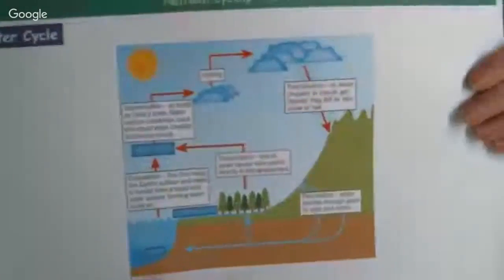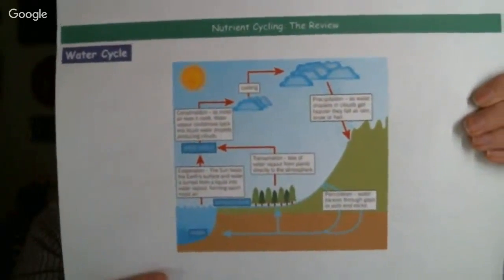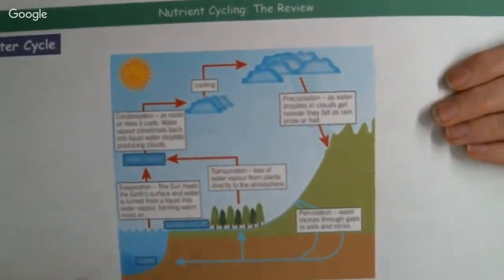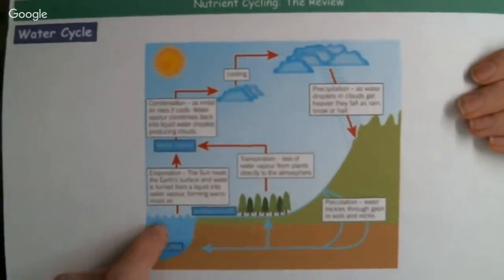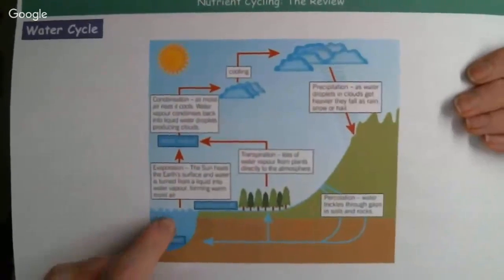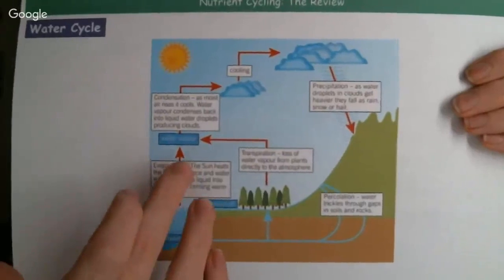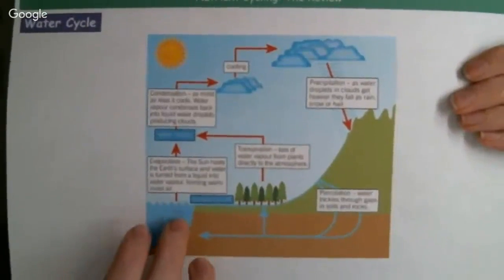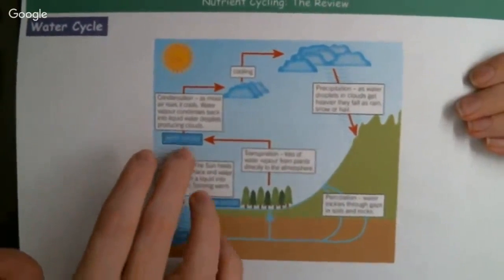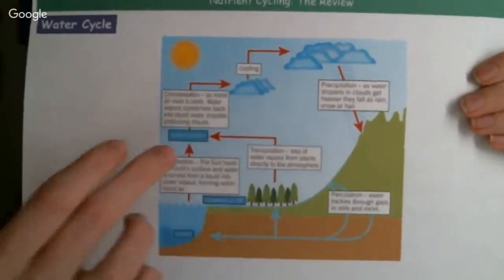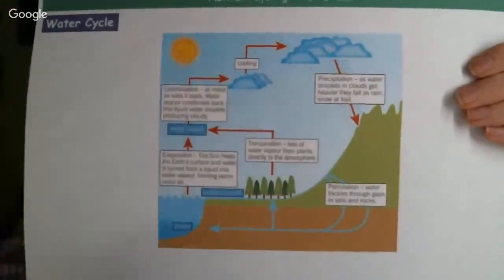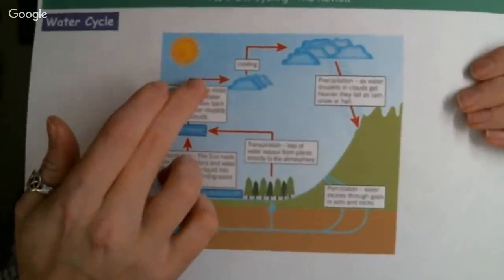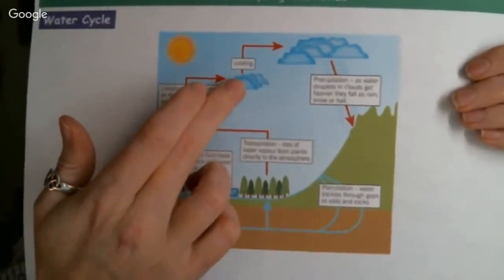Second cycle, the water cycle. This one is just looking at how water moves around. So we start off in an ocean. Now, in our ocean down here, as the sun shines on it, we get evaporation. So the water that's in liquid form here turns into water vapor and rises up. As it rises, it gets into the cooler levels of the atmosphere, and therefore it condenses into our clouds.